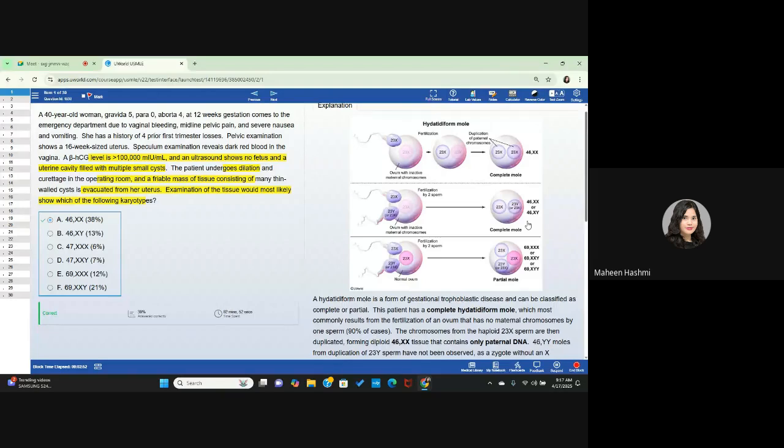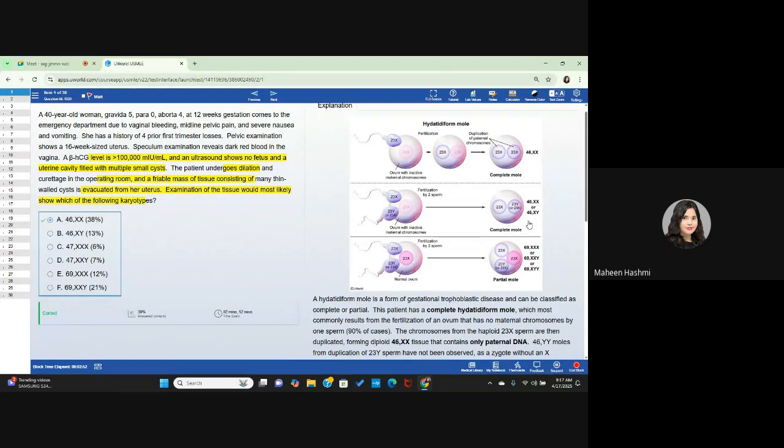How do we treat moles? For the management, we have to do the D and C first, that's the suction curettage, and the quantitative estimation of the beta HCG levels. Contraception should be advised to the patient for a period of 6 months. These are the management options. And also follow up for metastasis, with methotrexate. Very good.